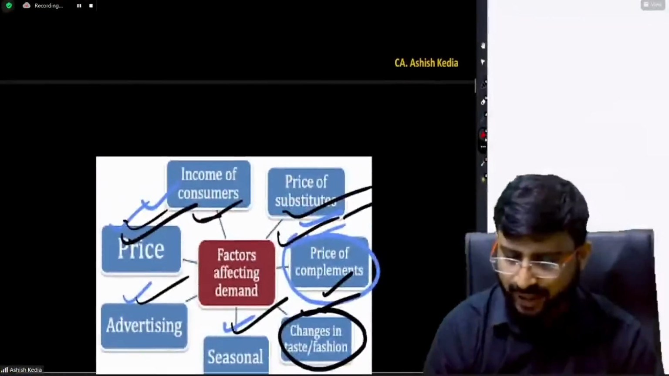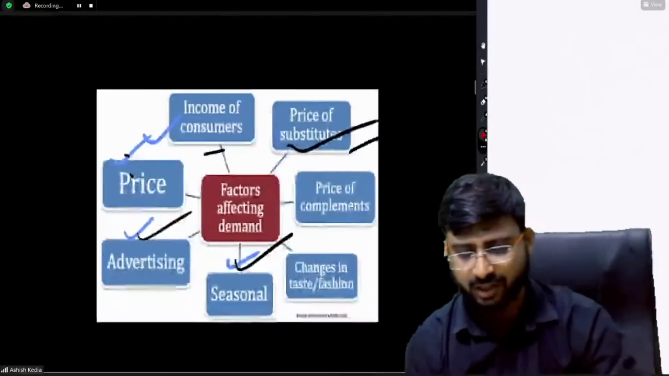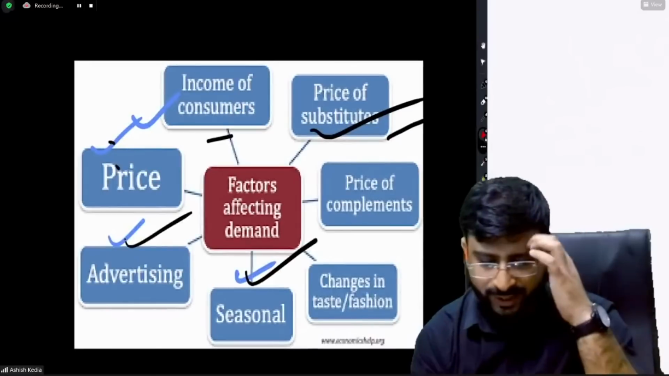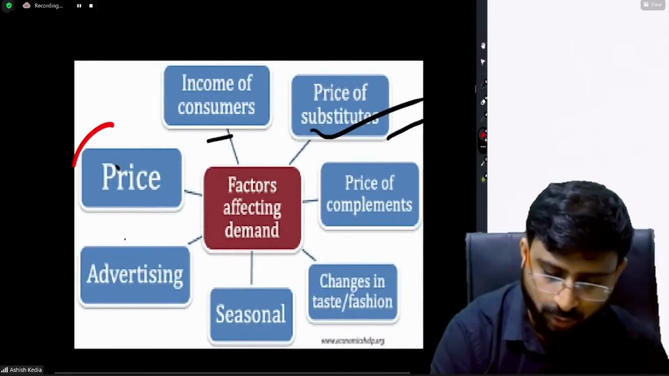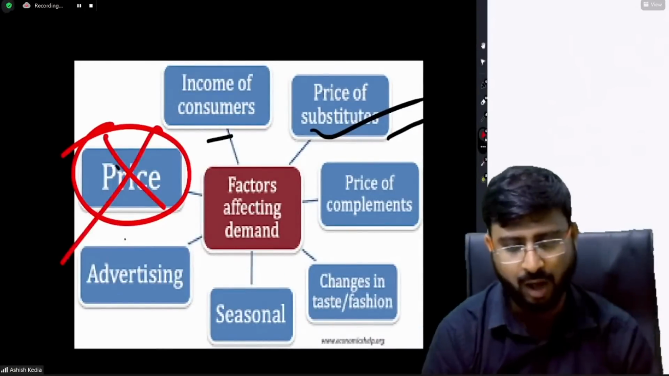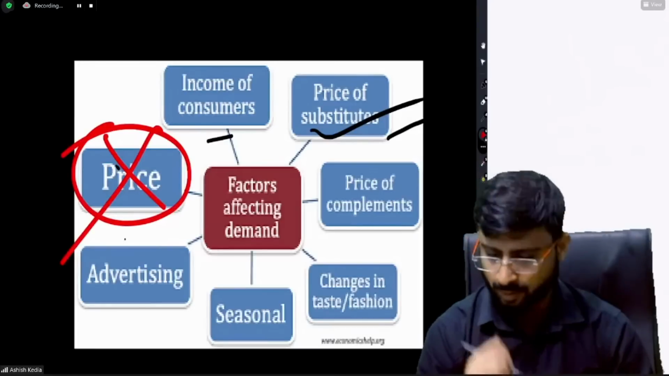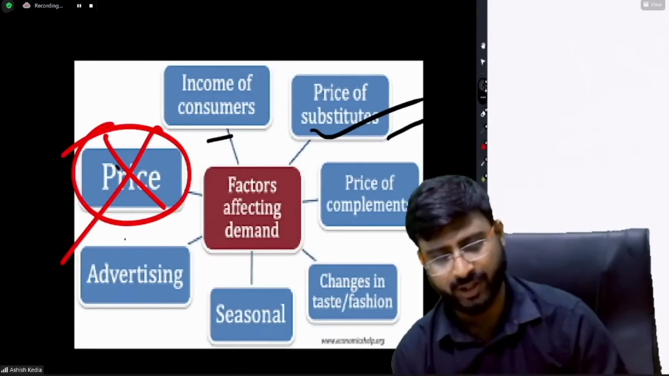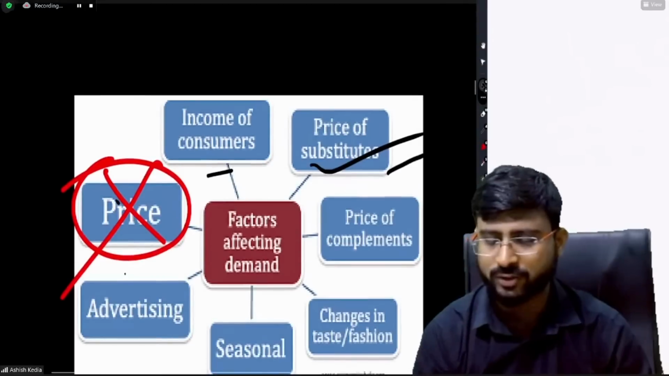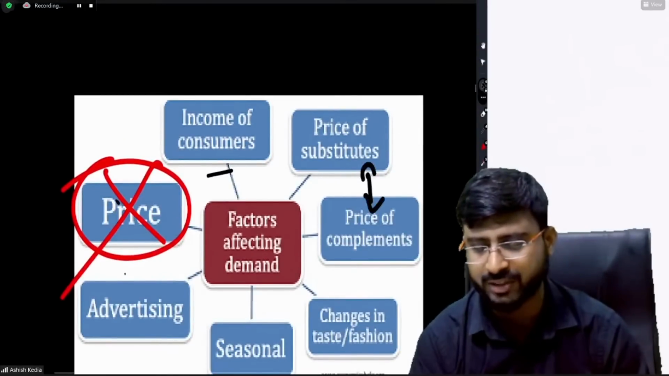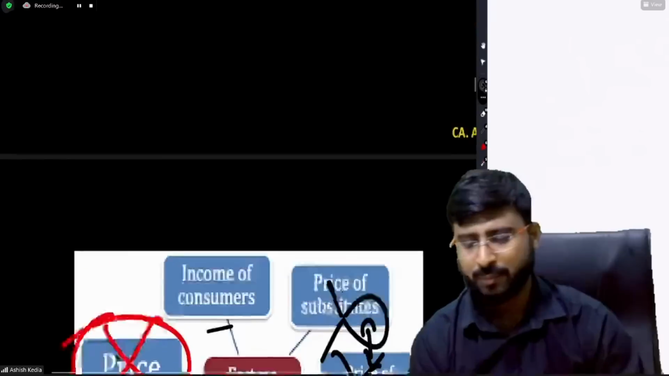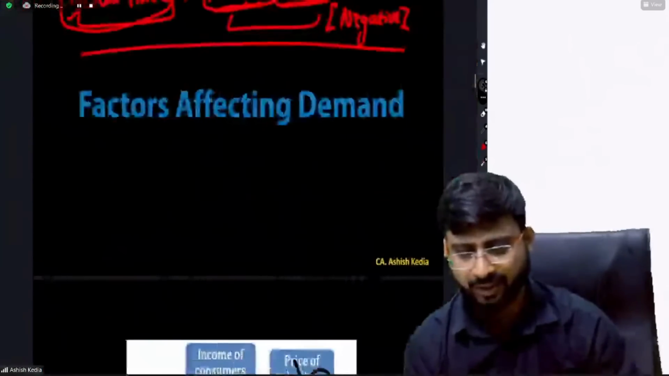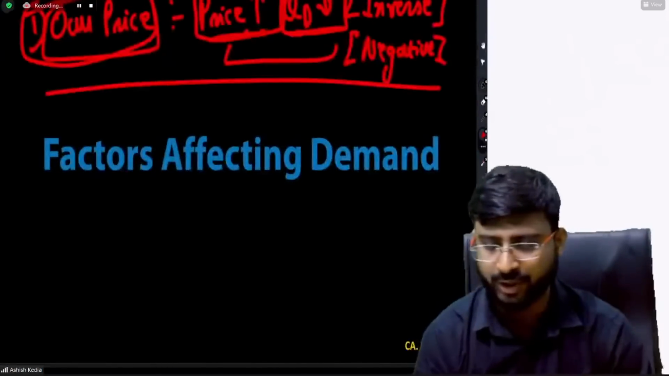Okay. Next factor. See, I have made a chart here. In this, I have explained the first one, own price. This is done now. All right. Now we talk about price of related commodities. These two we are discussing now. So now the next heading, everyone, is price of related commodities.